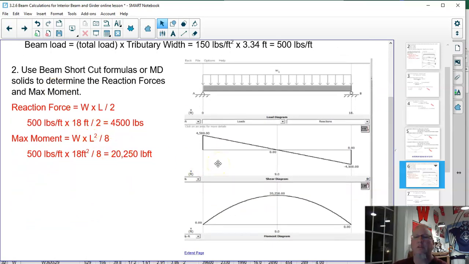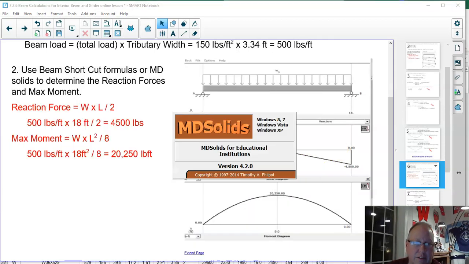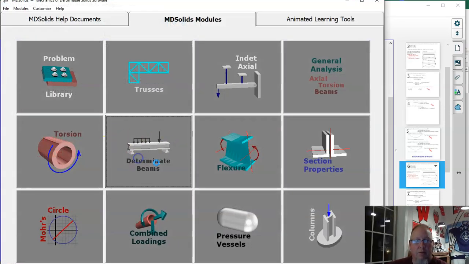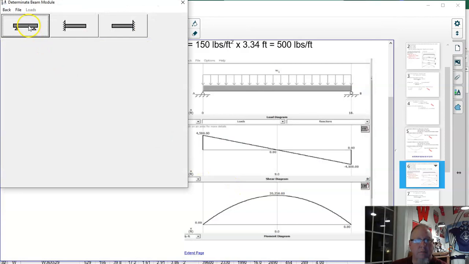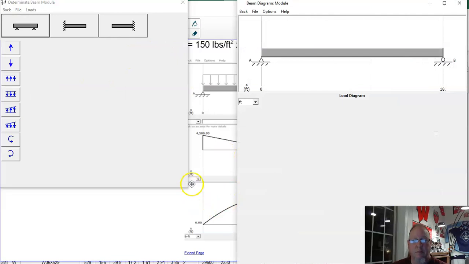Now I am going to build this one in MD Solids and take a moment to do that because we haven't used it that many times. It's not that hard of a program to use. So to do that, I'm going to bring up MD Solids. And I'm going to build my beam by selecting the beam. It is an 18-foot beam, so make sure you put feet in right there. And it goes from 0 to 18 feet.